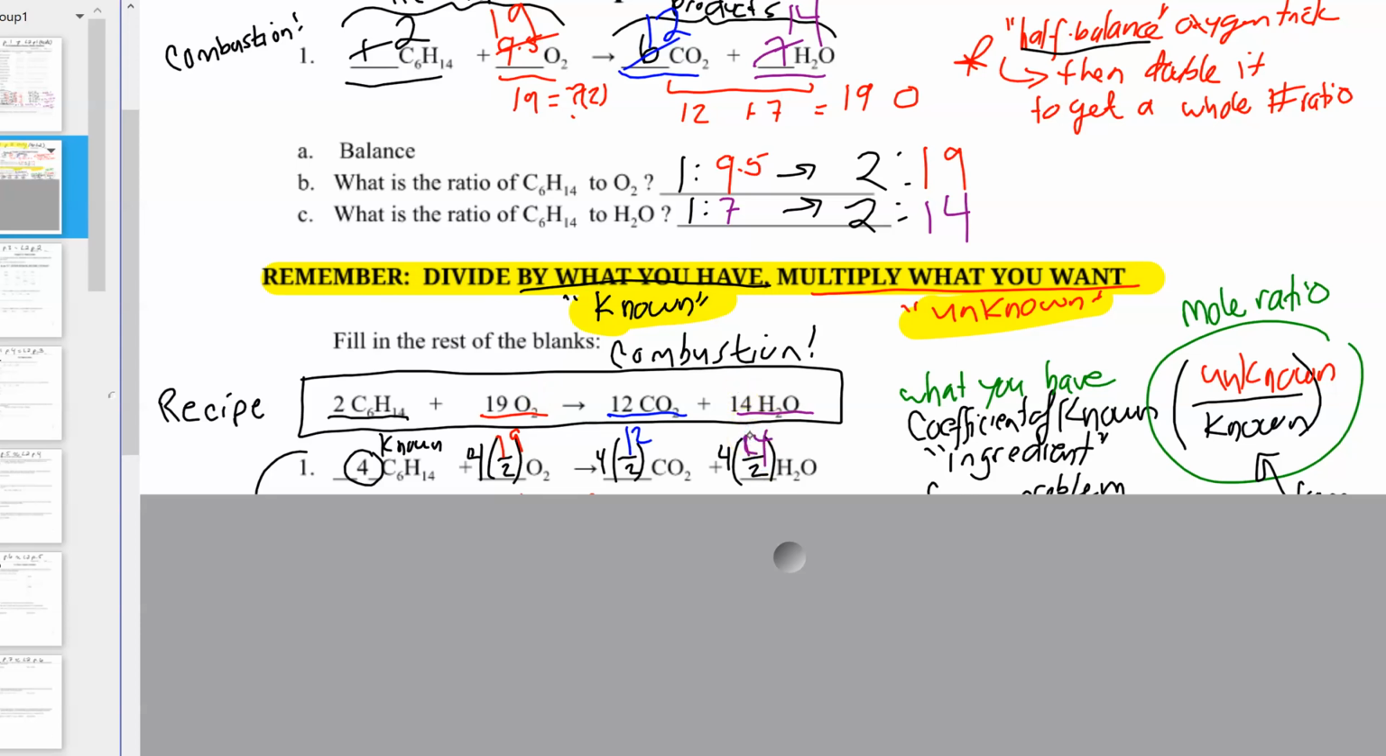Now, I've left it this way. Do you see how the unit cancels out right here? So that's going to be the known canceling out with factor labeling. And that'll give us a final answer.